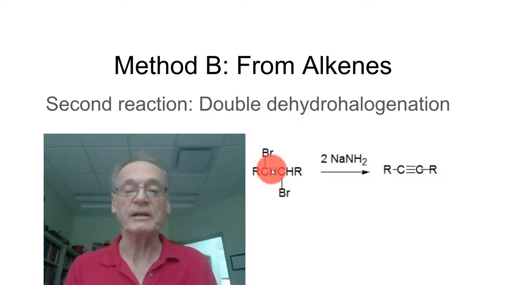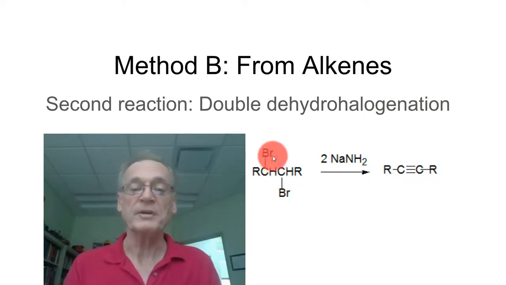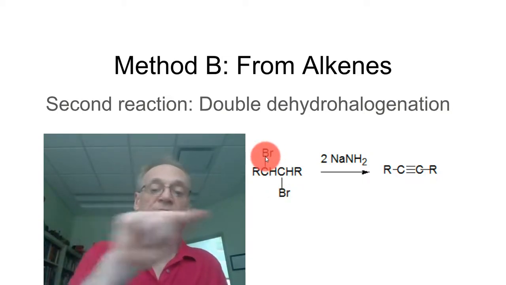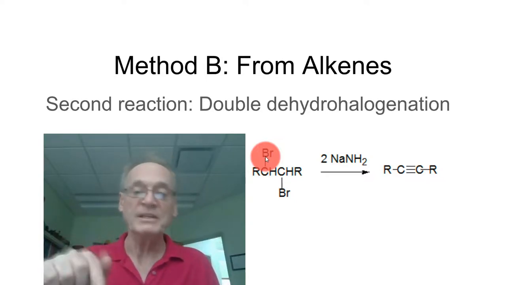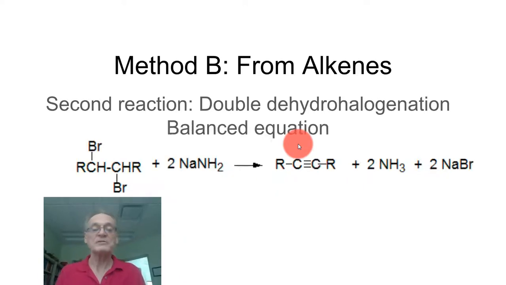So we take off a hydrogen and a bromine to dehydrohalogenate it once, and then we take off another hydrogen and another bromine to dehydrohalogenate it again. So it's a double dehydrohalogenation, and that's why you need 2 equivalents of sodium amide to do it. So that's a little bit complicated reaction. Let's do a couple things. Let's start with the balanced equation.